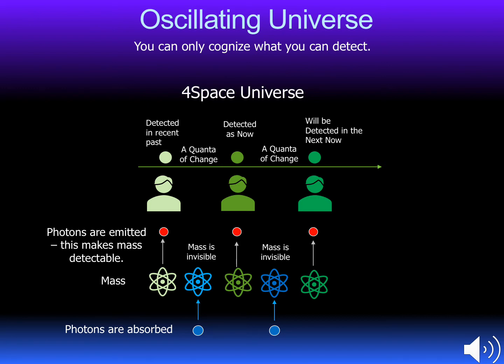And so at the bottom we see mass oscillating between emitting a photon, and we detect that as a moment of now, and then the mass becomes invisible right after it's emitted this photon, and then there's an opportunity to absorb a photon, a change happens, and then a new photon is released, and we get to the next moment of now.